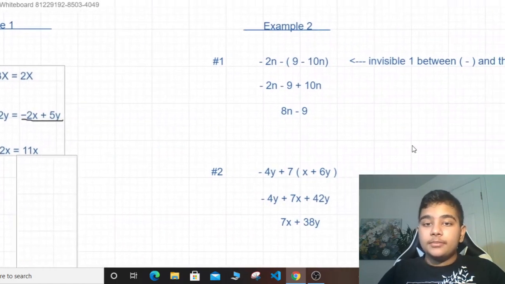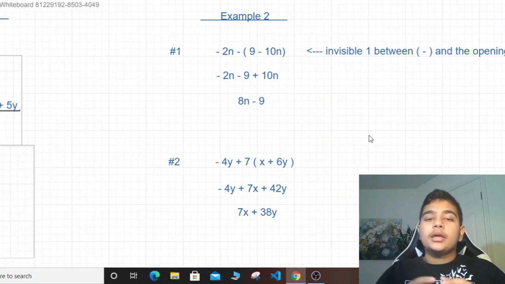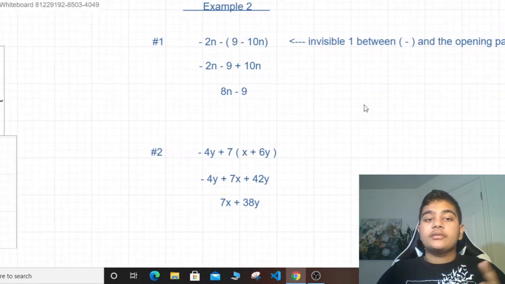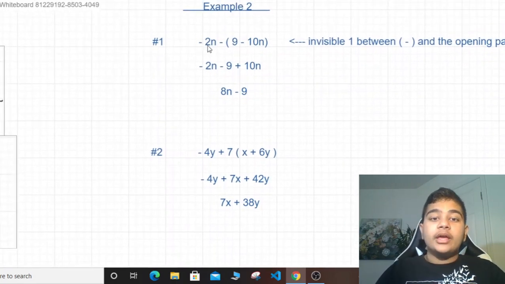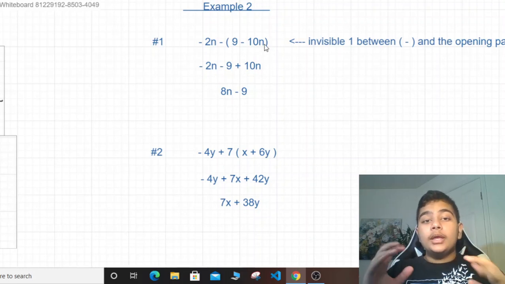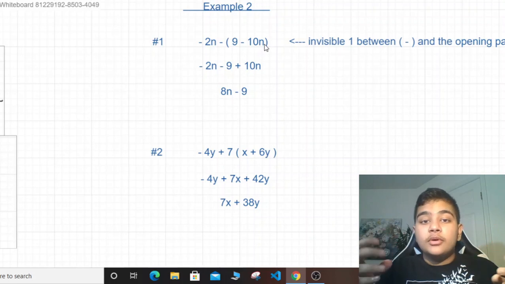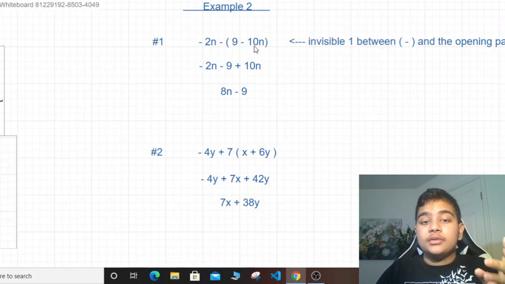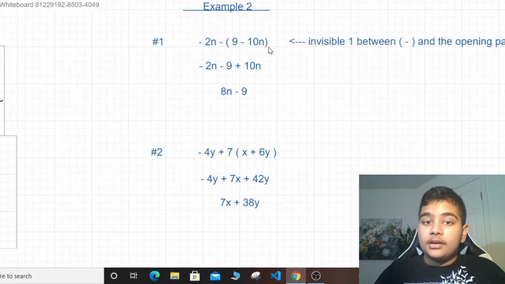So let's move on to our second example, where we will be looking at a bit more complexity. Let's look at our first part of our second example. We have negative 2n minus by open parentheses 9 minus by 10n close parentheses. We know that when something's in parentheses, you have to do it first. But as we can see, since 9 doesn't have a variable that's matching with the negative 10, we cannot do anything. If it doesn't have a variable, it's the same thing as it having a different variable. It cannot interact with each other, but we have a definite number for this.